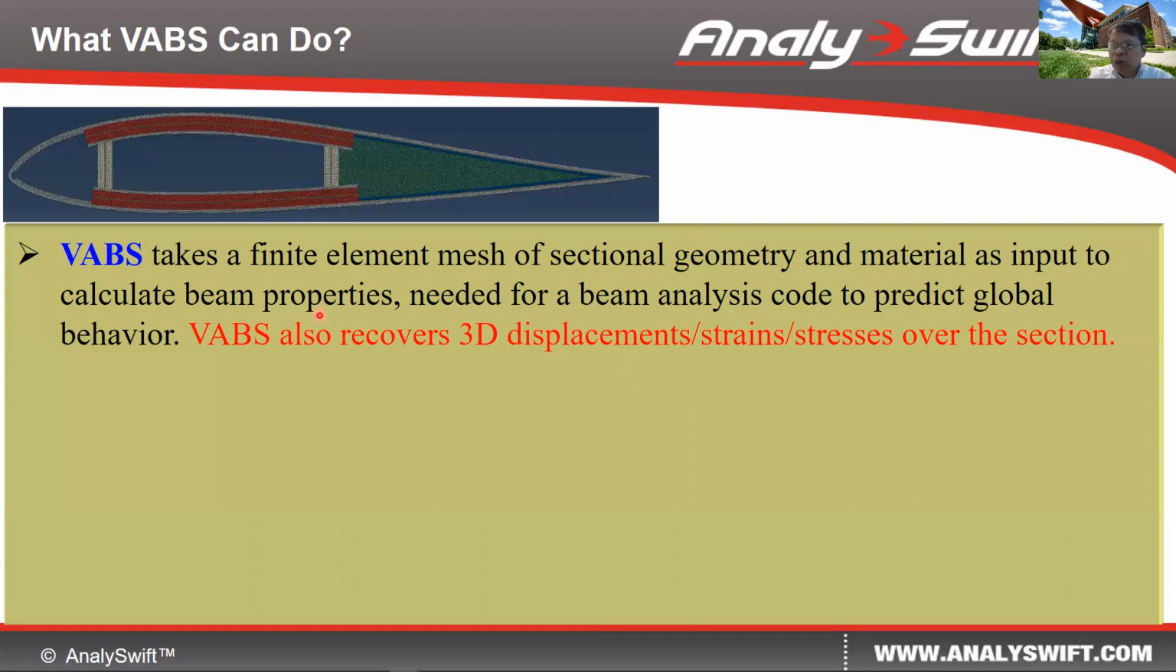This part usually is not available in traditional beam theory because they automatically calculate the properties based on simple integrations. And these beam properties are needed for any beam analysis to predict the global behavior, including both dynamic and static behavior. VABS can also take the global beam behavior, for example, shear force distribution and bending moment distribution through the span, to recover the three-dimensional displacements, strains, and stresses over the cross-section.